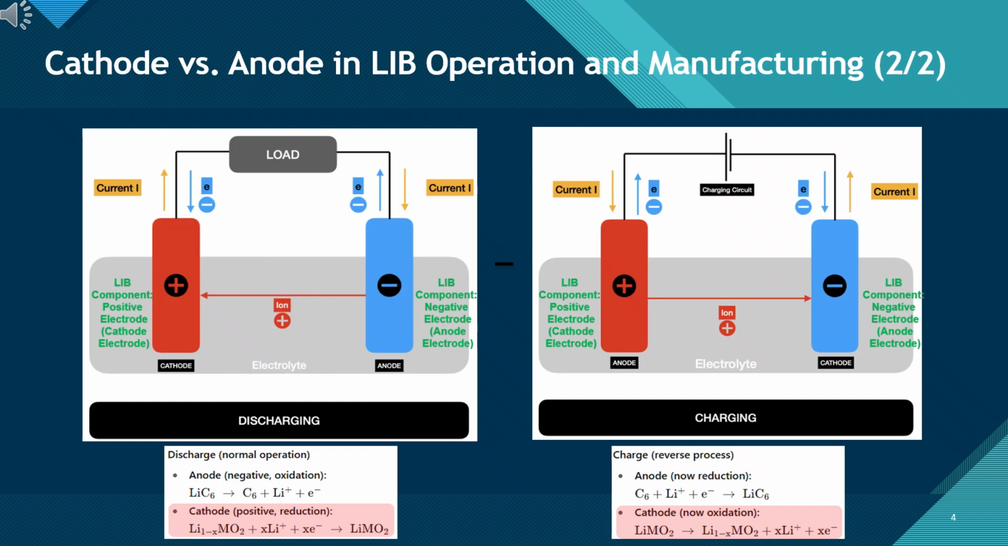The key takeaway: although the electrical polarity changes between charging and discharging, the terminology does not. The cathode is always the positive electrode, and the anode is always the negative electrode in lithium-ion battery manufacturing. Please review this slide carefully and compare it to the previous one. Together, they help clarify how ion and electron movements define the working principle of lithium-ion batteries.